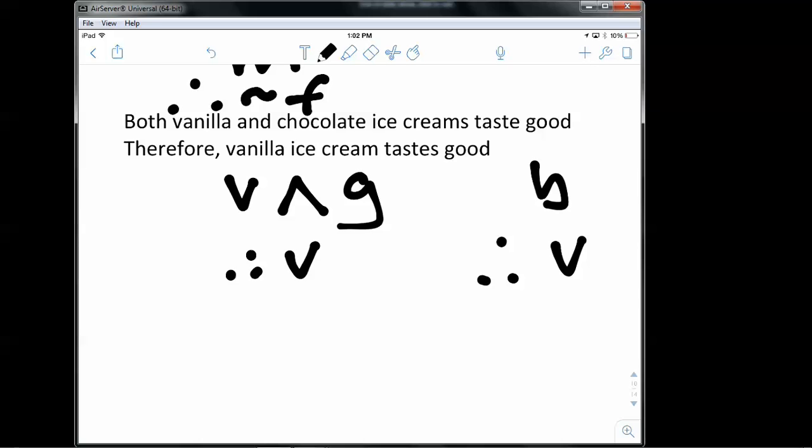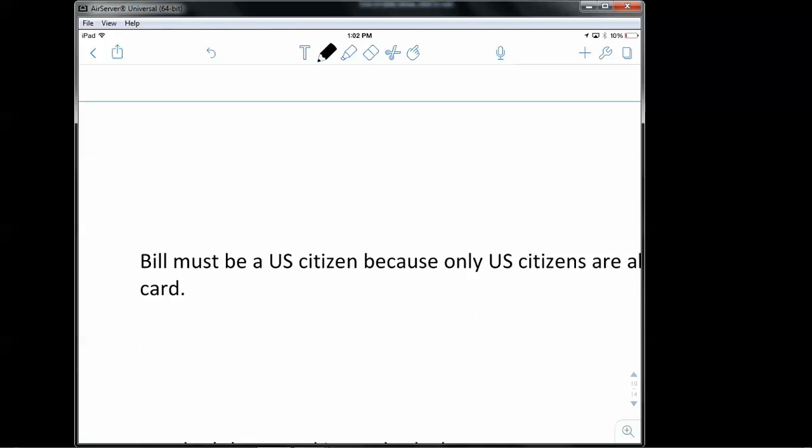This is what's called an amphiboly. An amphiboly is when the grammar confuses you. So due to the grammar here, I'm not sure if you mean that both of them taste good or if each one individually tastes good. If I said both vanilla ice cream tastes good and chocolate ice cream tastes good, then I would have no questions. If I said both vanilla and chocolate ice creams together taste good, no question. But here, it's not clear what you mean.